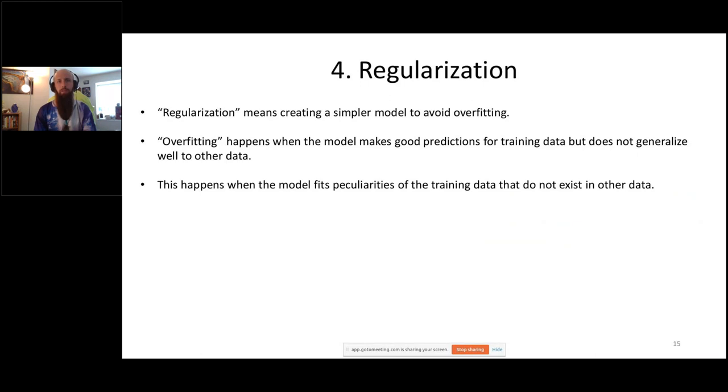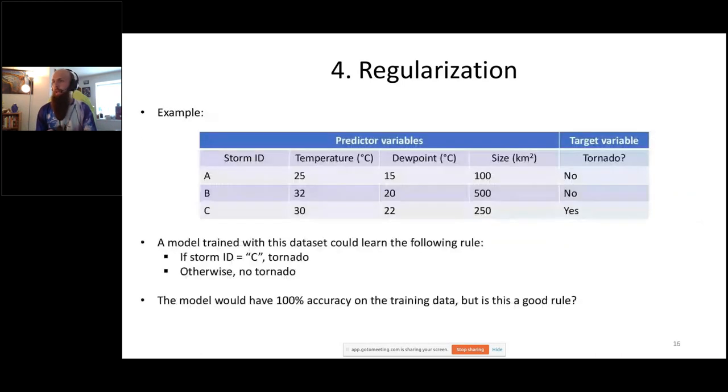So you could learn some silly relationship, like when the reflectivity is 56.74 dBZ, there's always a tornado. You know, if you had a training set with only one tornadic storm in it, you could learn some sort of silly relationship like that. So that's kind of a reductio ad absurdum for overfitting.